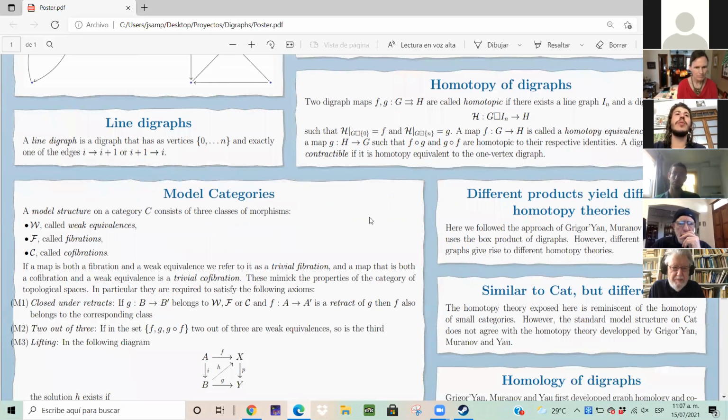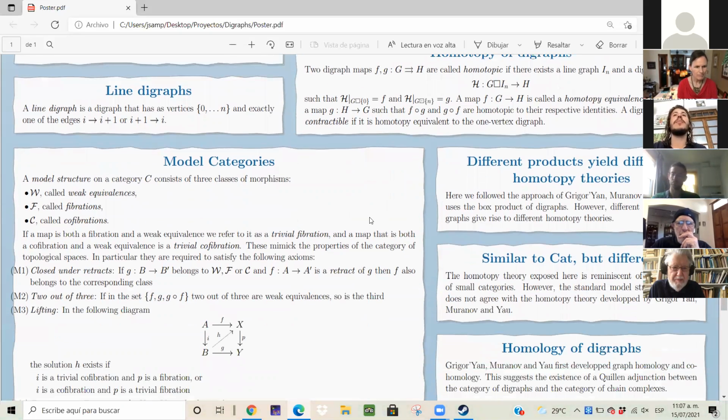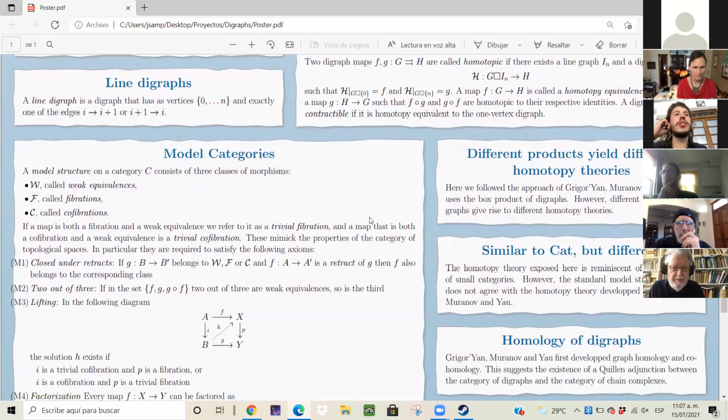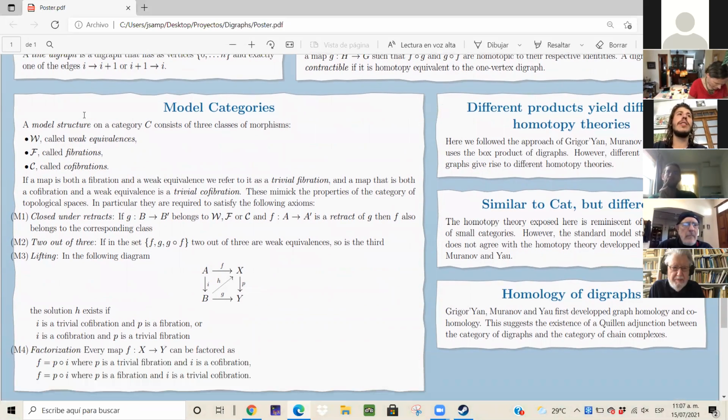So now I'm going to give a quick review of model categories. A model structure on a category consists of 3 classes of maps: W, called weak equivalences, F, called fibrations, and C, called cofibrations. Every time we have a map that is a fibration and a weak equivalence, we will call it a trivial fibration. And every time we have a map that is a cofibration and a weak equivalence, we will call it a trivial cofibration. And all these different classes of maps have to satisfy the following axioms. First, they all have to be closed under retracts, so retracts in the category of arrows.